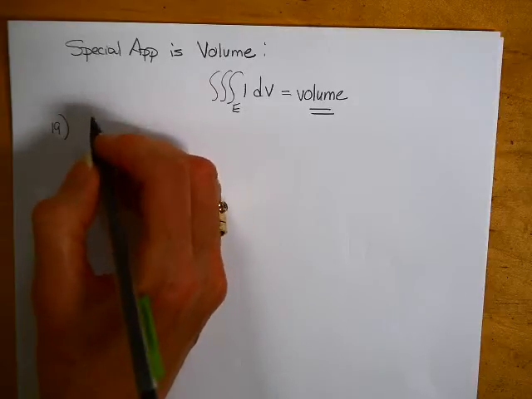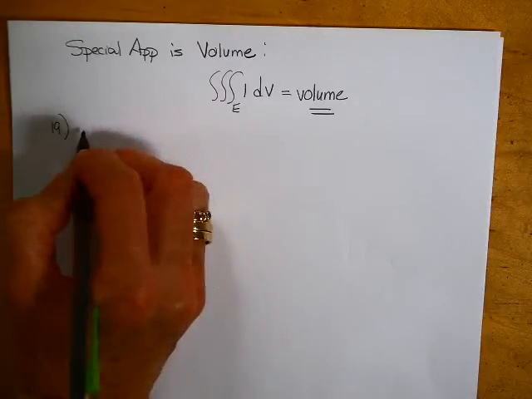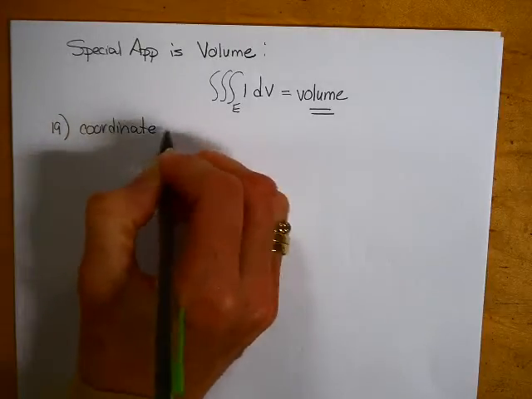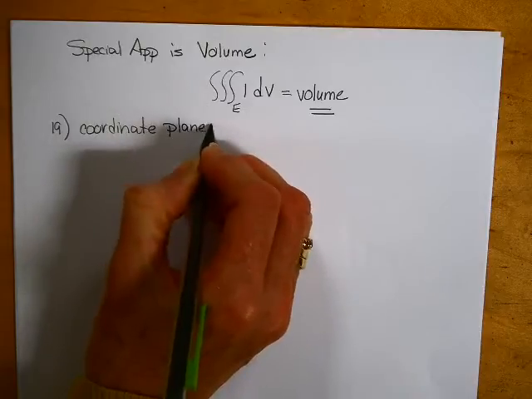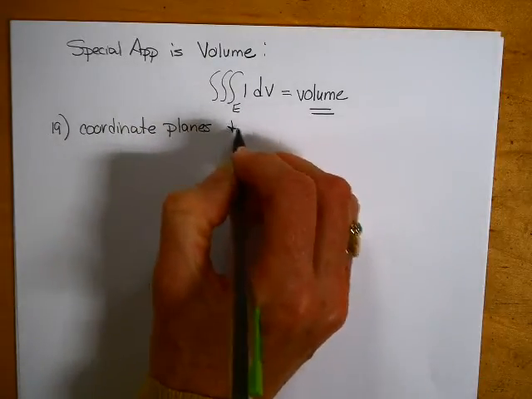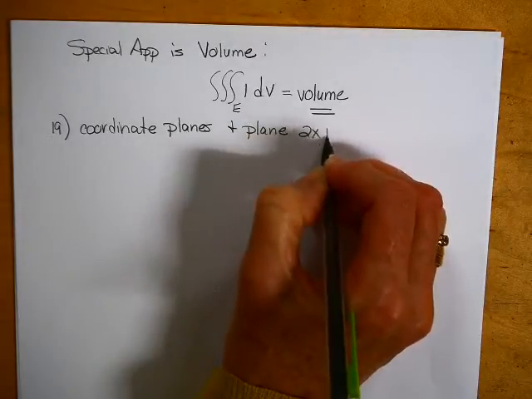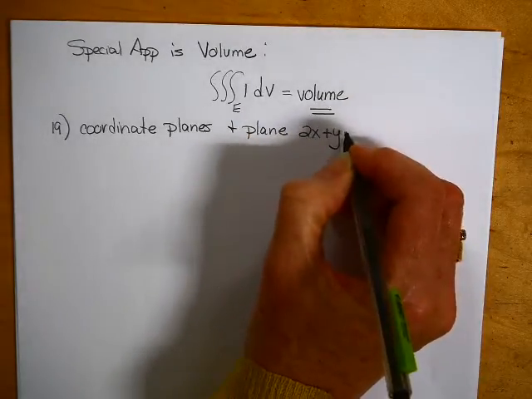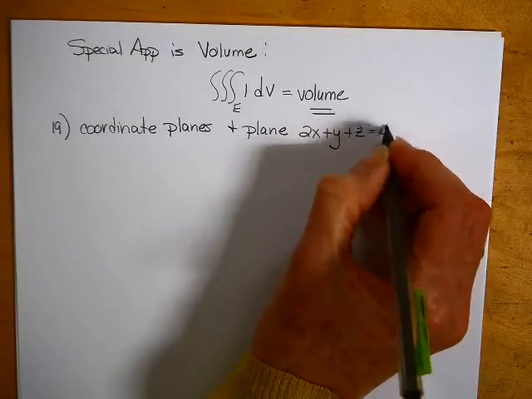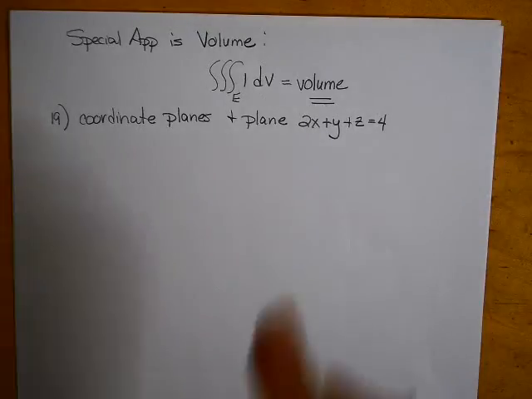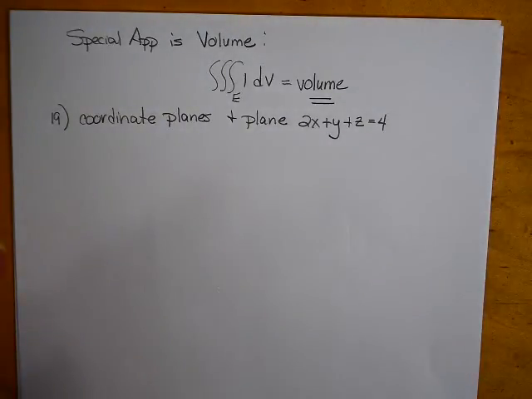And we have another tetrahedron enclosed by the coordinate planes and the plane. Thank goodness they give me the equation of the plane this time: 2x plus y plus z equals 4. So the coordinate planes and this plane. All right, so I have to find limits for x, y, and z to use the triple integral.